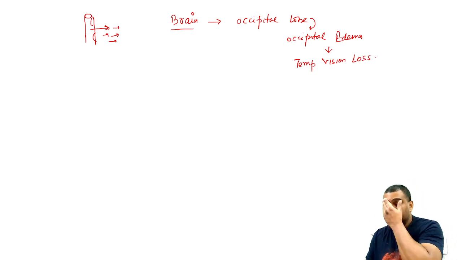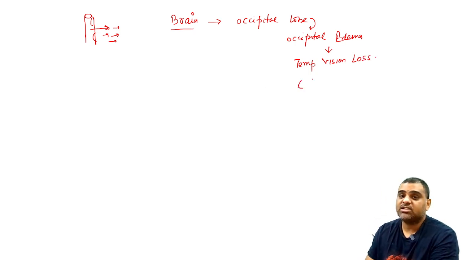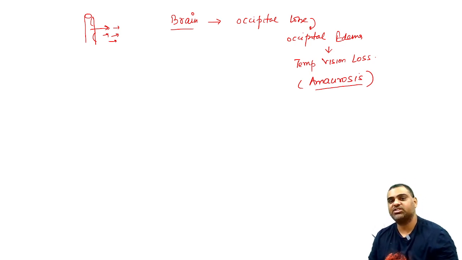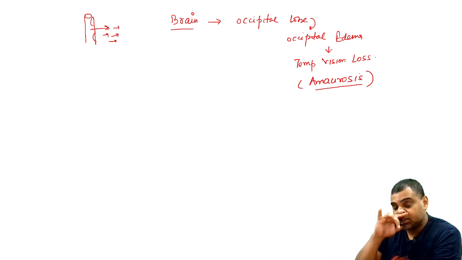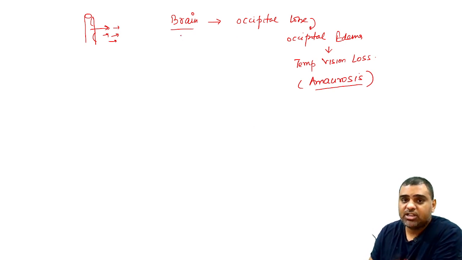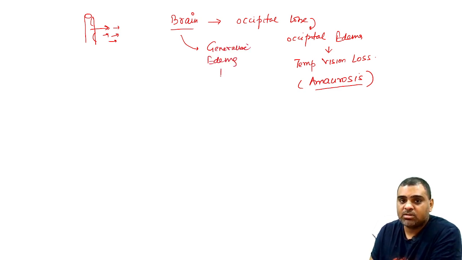Please understand, this is known as amaurosis. This is because of the occipital edema, because of the leaky endothelium. Now you will understand each and everything, why you get it. Secondly, there can be generalized edema, and because of this generalized edema and increased glutamate, there can be convulsions.